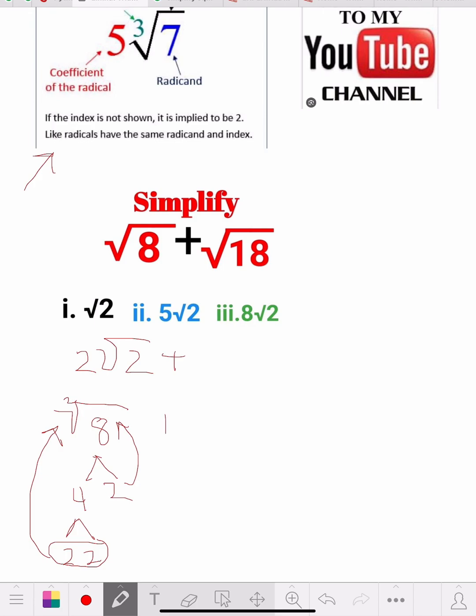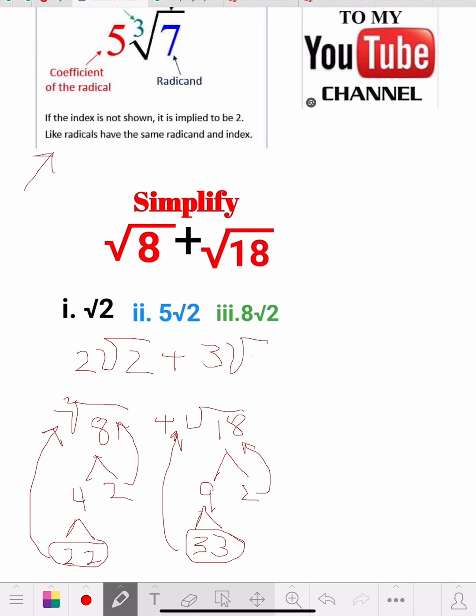Now, the problem says plus the square root of 18. So let's make a tree for this one. I know it's divisible by 2, so I write the 2 over there. Now, the bigger number is a 9. Can I change that? Sure, it's 3 and 3. Do I have a pair? Of course I do, right here. 3 and 3 is a pair, and that goes to the outside. And this 2 here goes to the inside. So my new one is going to be 3 to the outside, square root of 2 to the inside.